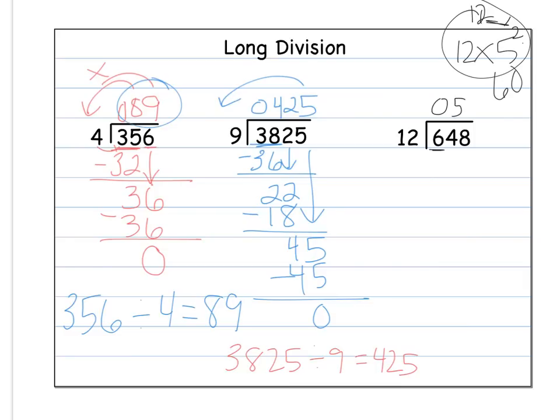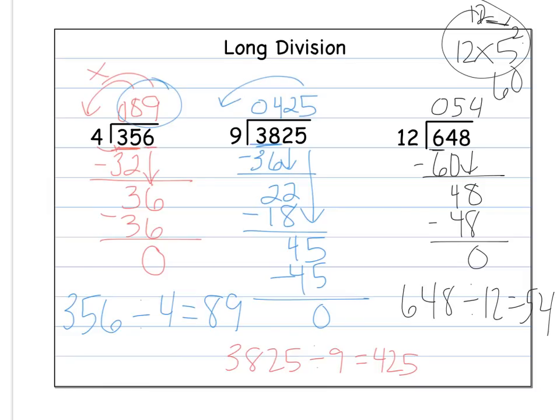So I do 12 times 5, which gives me 60. So it fits in there 5 times with 4 of that 64 remaining. Bring down my 8. And I know that 24 hours in a day, so half of a day is 12. I know that 12 goes into 2 days 4 times. 4 times 12 is 48. So 12 fits into 648 exactly 54 times.